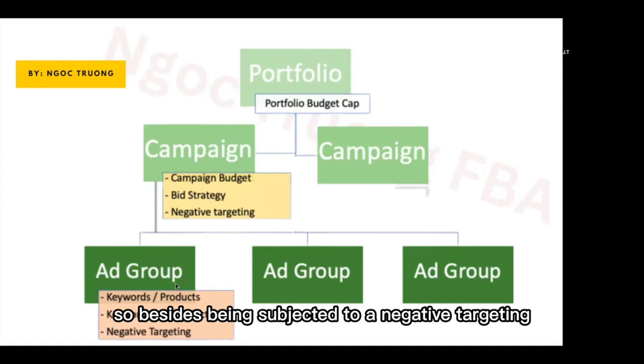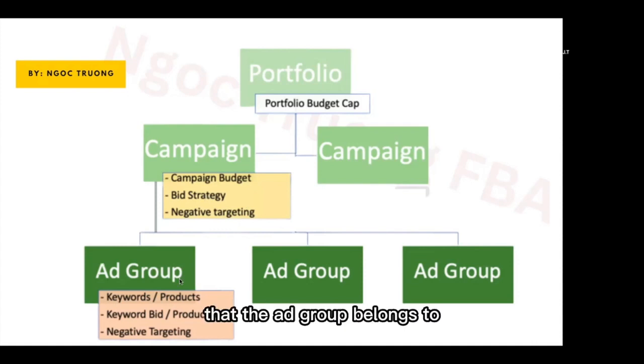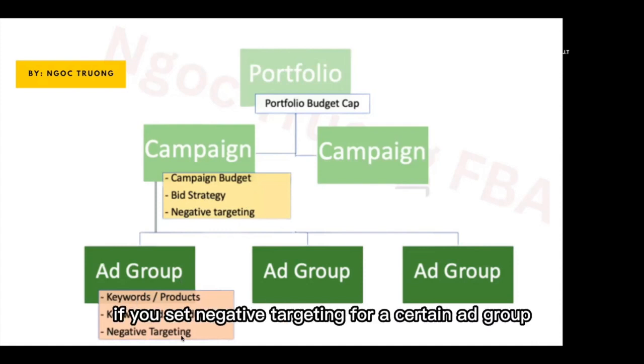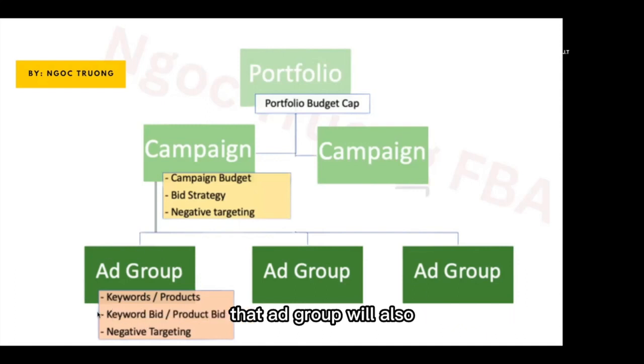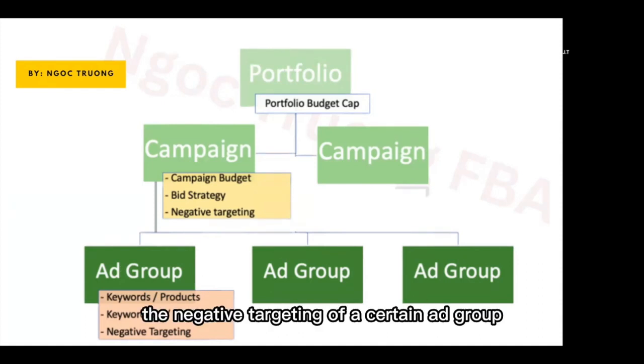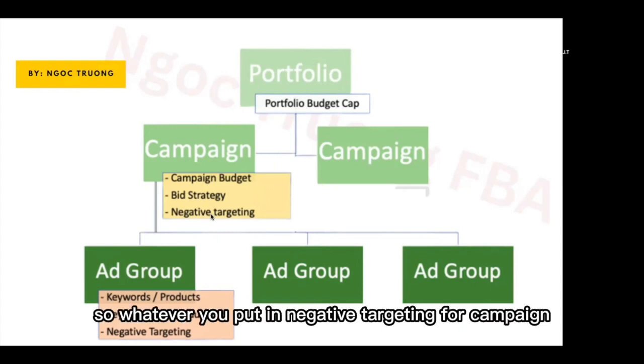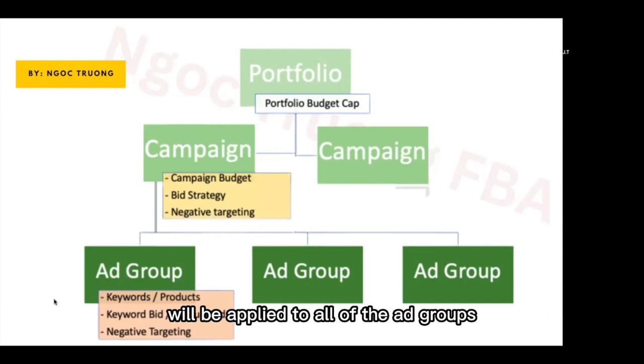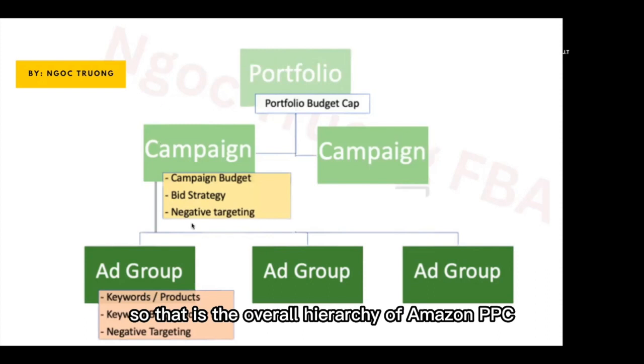So besides being subjected to the negative targeting of the campaign that the ad group belongs to, if you set negative targeting for a certain ad group, that ad group will also have the negative targeting of its own, while other ad groups will not have the negative targeting of a certain ad group, but they still have the negative targeting of the same campaign, right? So whatever you put in negative targeting for a campaign will be applied to all of the ad groups within that campaign. So that is the overall hierarchy of Amazon PPC.